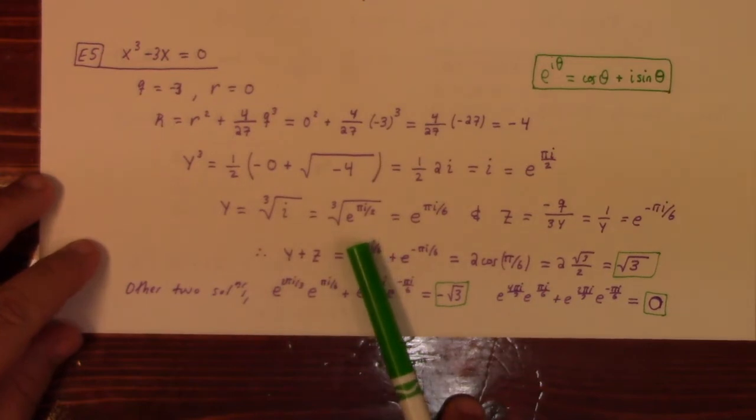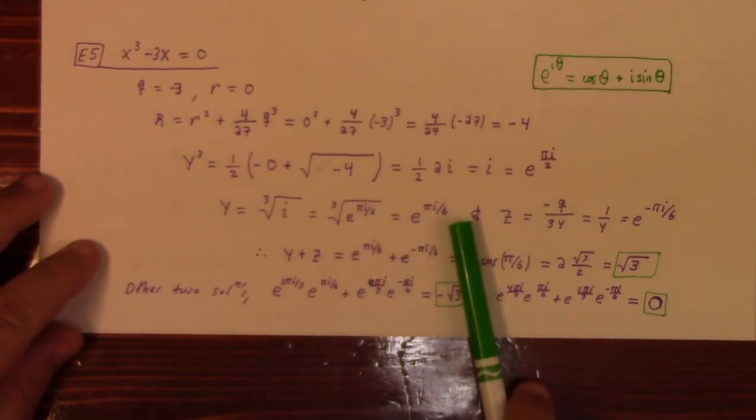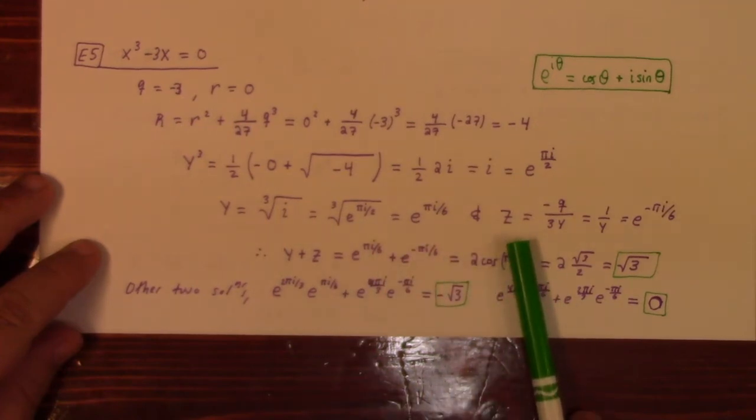Because in the polar form, I just divide the angle by 3. So pi i over 2 divided by 3 is pi i over 6. That's the cube root of i. And so that gives me also z.